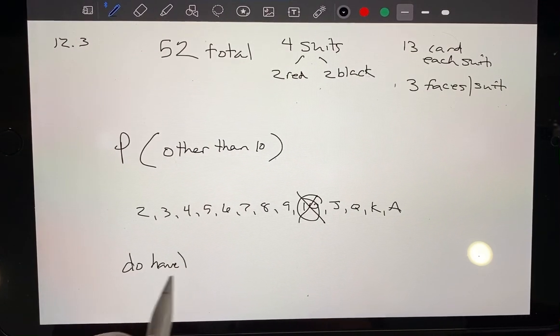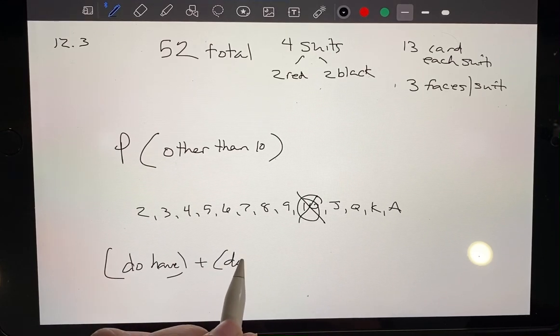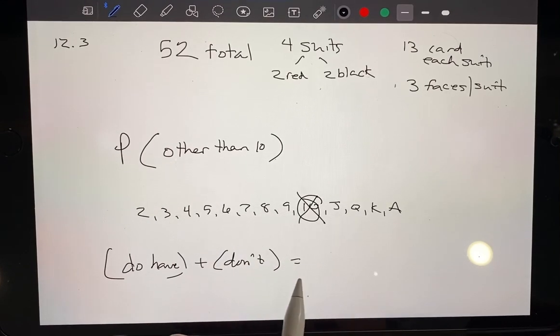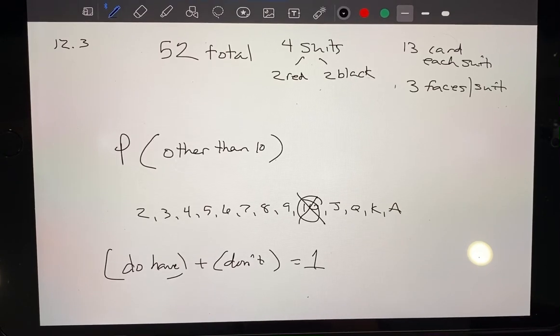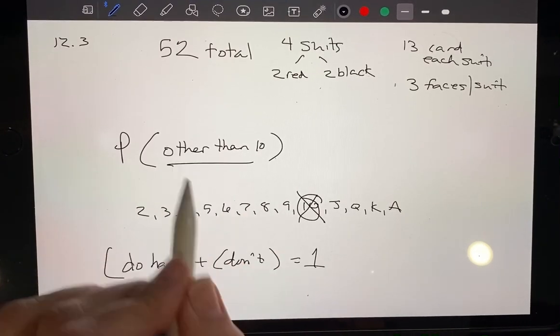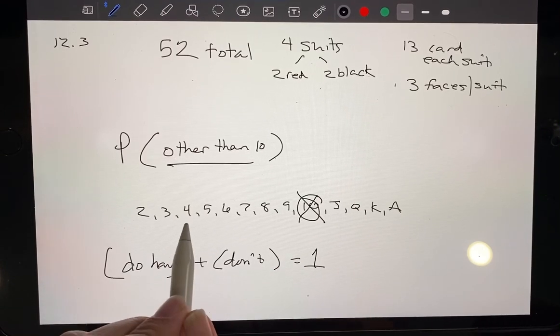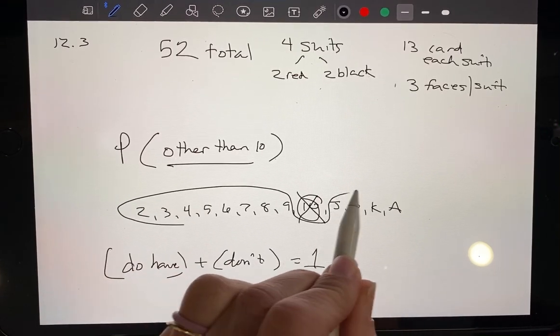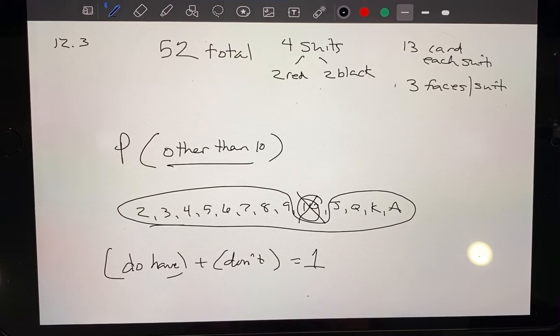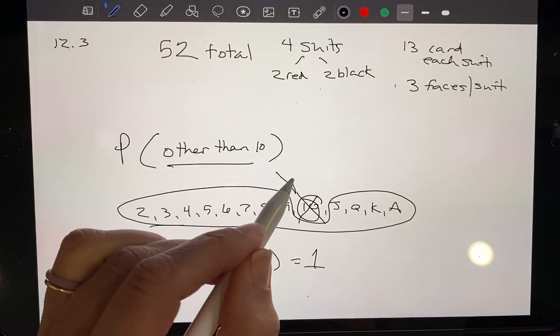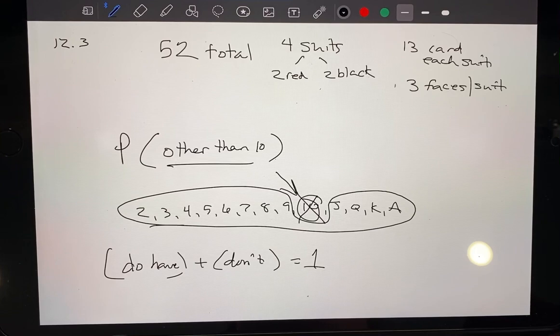Now, we are going to use that sweet little rule that we know that says what we do have plus what we don't have always has to equal 1. So instead of finding the probability of drawing a number other than 10, which means I have to find the probability of all 12 of these, let's instead find the probability of actually drawing a 10.